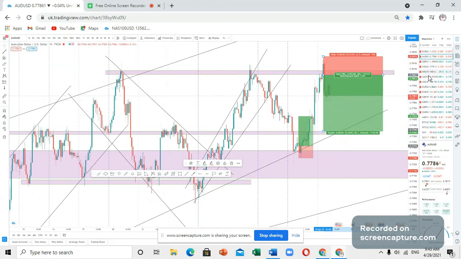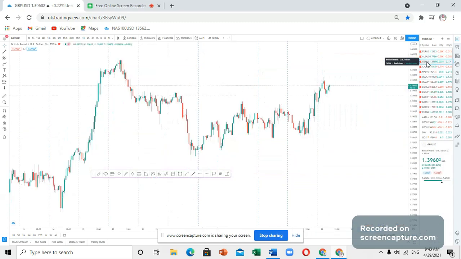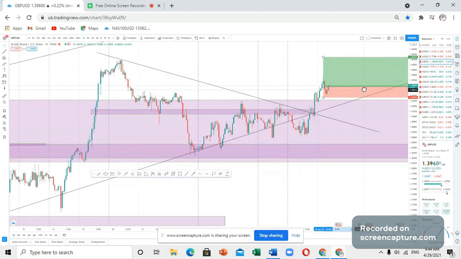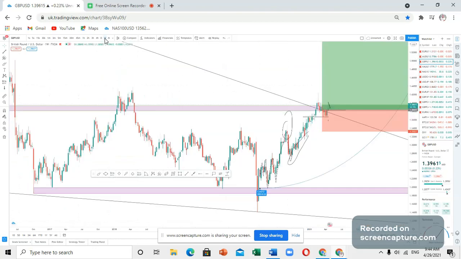The other pair I wanted us to talk about is GBP USD. I'm going to kickstart the analysis. Let me first of all extract that analysis from the weekly time frame.